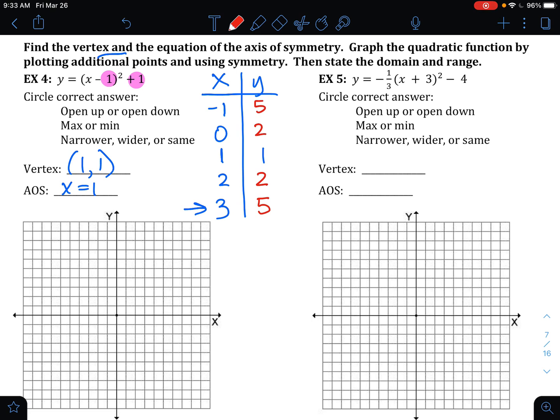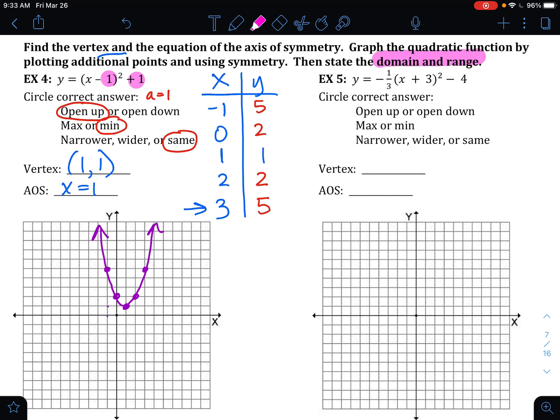I'm going to go back to my circling. I skipped it. Since my a value is 1, opening up, the vertex will be at the bottom, so it's a minimum. Okay, let's graph. So (-1, 5), 1, 2, 3, 4, 5. (0, 2). (1, 1). (2, 2). So now it's going back up. I'm going to do my U, put arrows on the end. So it reinforces what I circled. It's opening up, the vertex is at the bottom at the minimum.